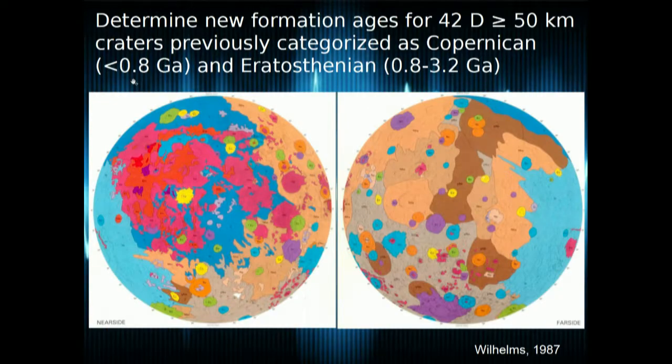So this is continuing on what Baldwin did, but of course with a vastly better data set using LRO data. With that data, we're determining new formation ages of 42 impact craters greater than 50 kilometers in diameter that were previously recognized as either Copernican or Eratosthenian. These were labeled by Wilhelms and the USGS on maps, generally due to stratigraphy and morphology of the craters themselves.